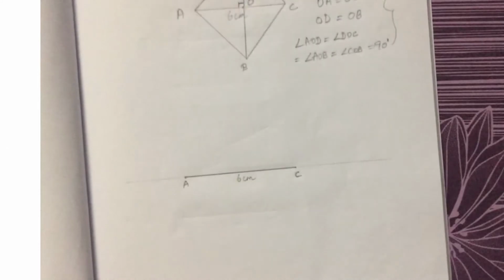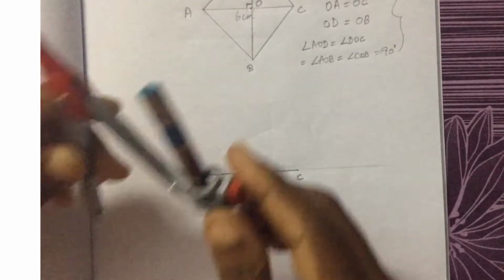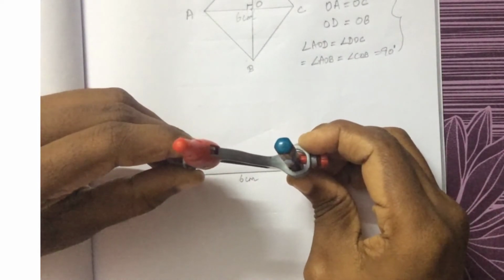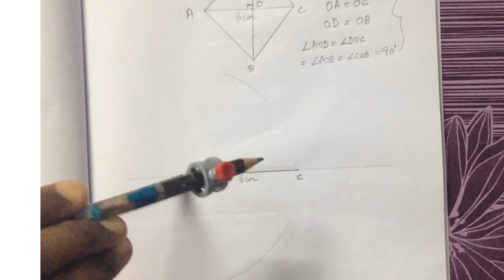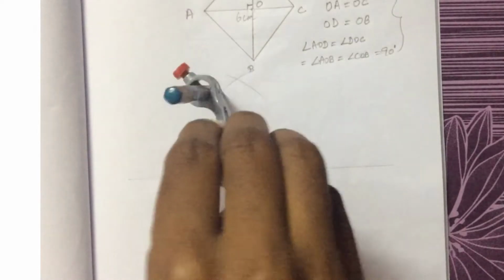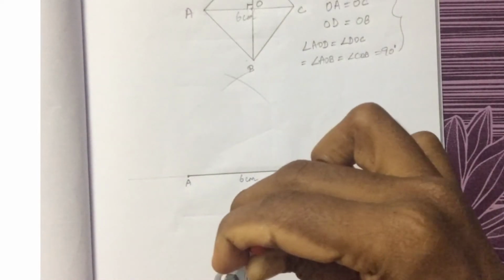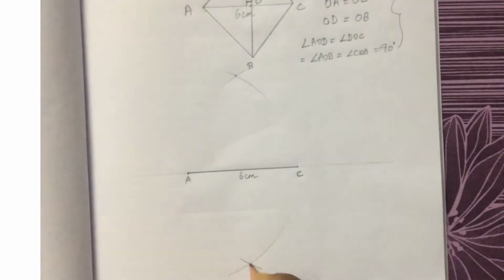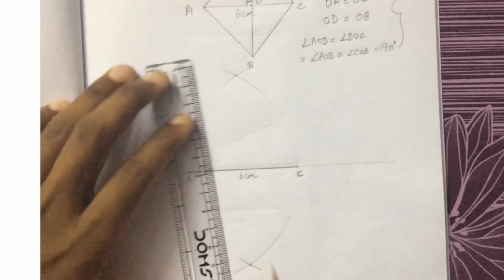So how to do it: first, this AC is here, take a compass and measure like this. Measure the complete 6 and cut an arc here. With the same radius, cut an arc below also. Don't change the radius. With the same radius, cut an arc here and also cut another arc here. Now we have to join these 2 points. Here is a point and here is a point. Now I am going to join these 2 points.